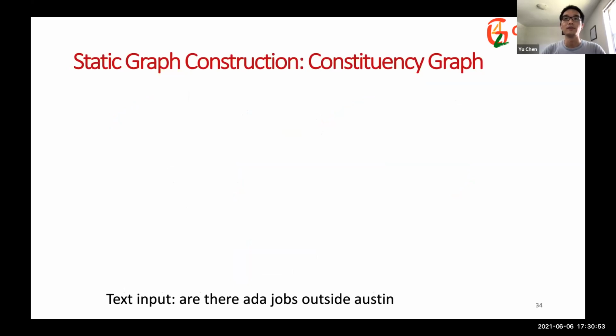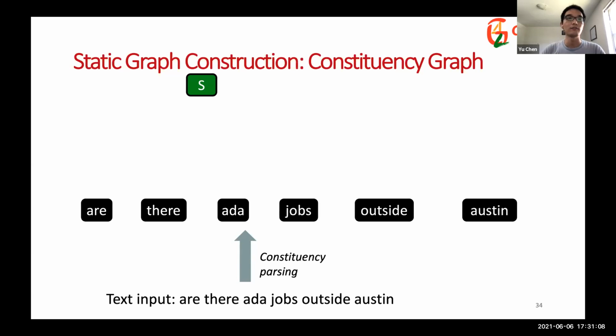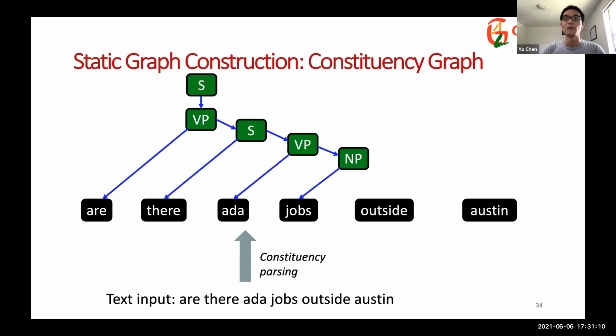The next approach we will introduce is the constituency graph. The constituency graph is able to capture phrase-based syntactic relations in a sentence. For instance, given the same sentence, one can apply constituency parsing tools to convert it to a graph. For the same reasons, one can add additional sequential edges between nodes to preserve the sequential information in the raw text.